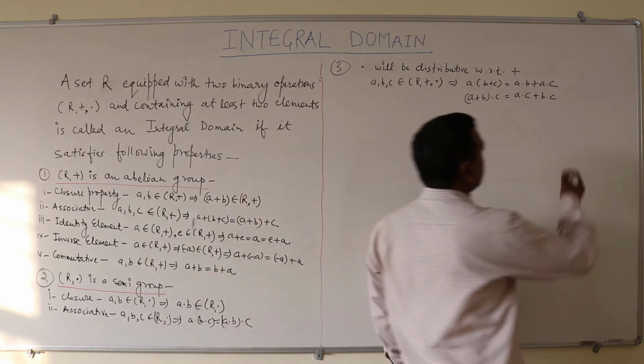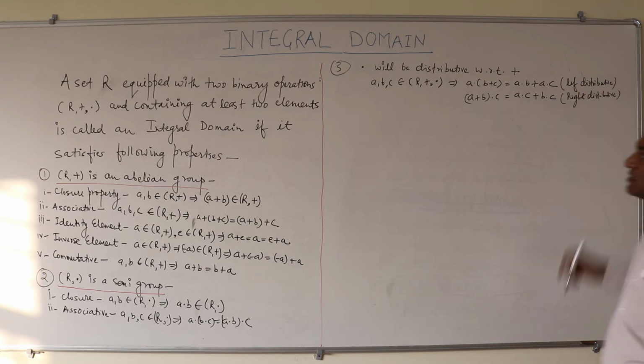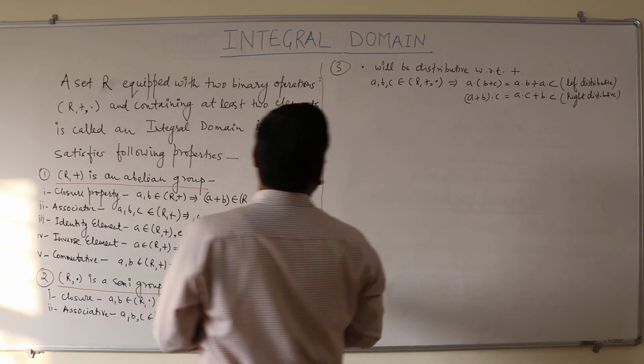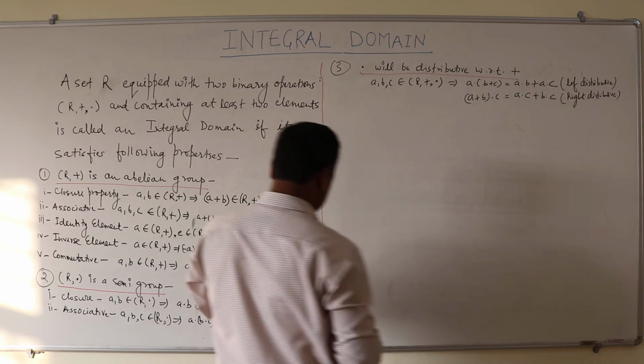This is left distributive, and this is right distributive, or this is the left distribution law and this is the right distribution law. So this is the third property of the integral ring.